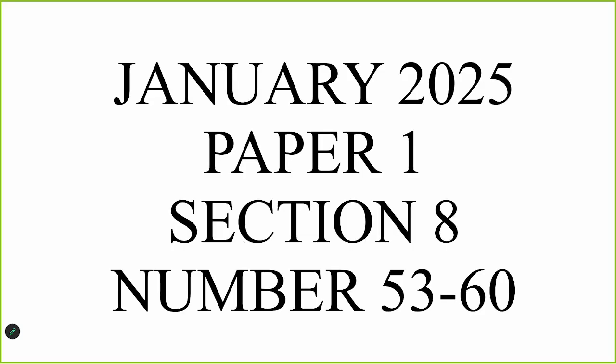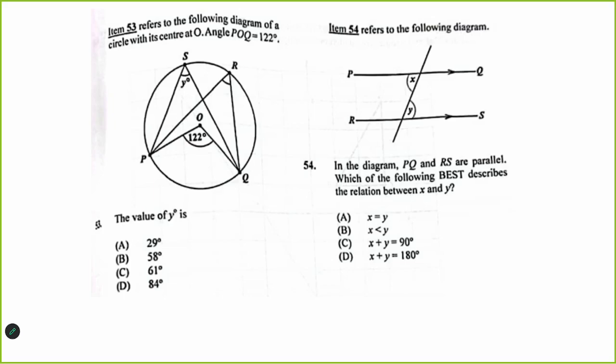Alright, so now we will begin with January 2020. Paper 1, section 8, number 53 to 60. Let's look at this. Item 53 refers to the following diagram of a circle with its center O, the angle POQ is 122. What is the value of y?